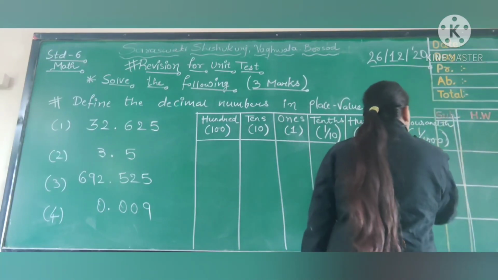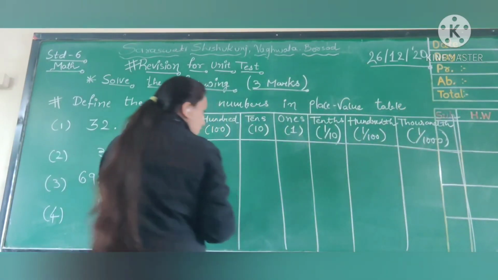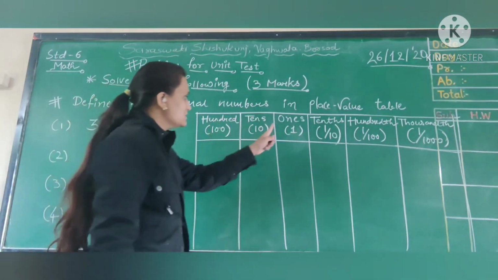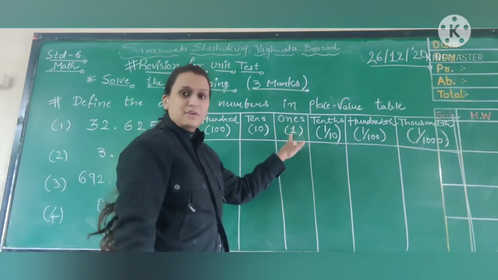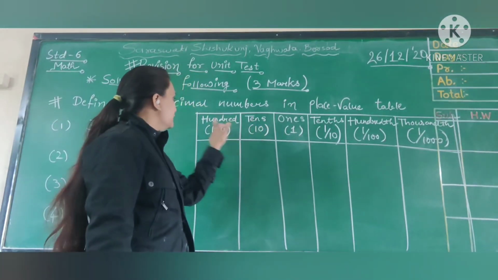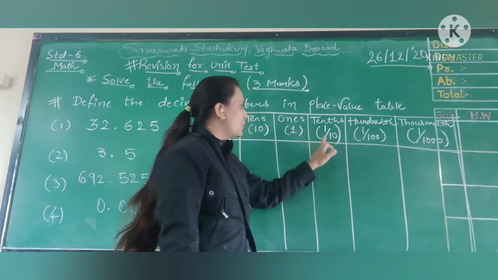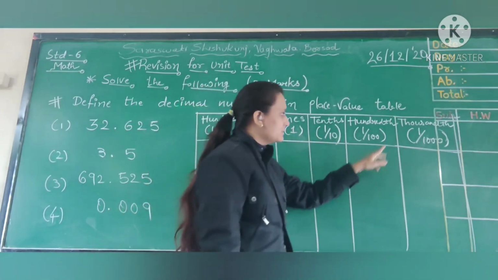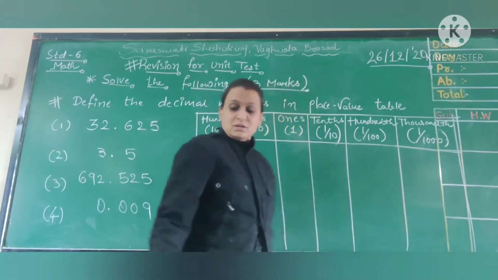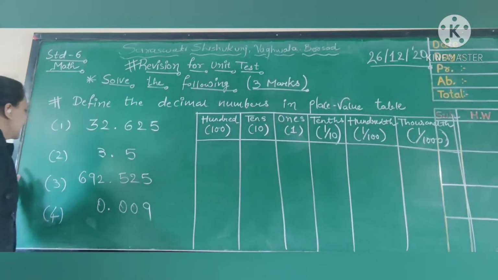So first we have to make a table like this. First we take ones, defined by 1, then tens, then 100. Then after the decimal, it is 10, meaning 1 upon 10, then 100 and then 1000. Okay, so let us start the place value table.